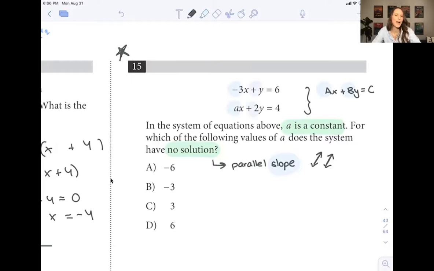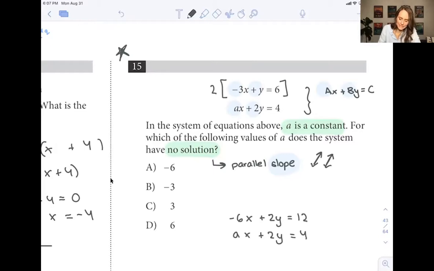Well, I have a problem. For the second equation, I have an a there. I don't even know what the a is. That's what I'm trying to figure out. But then I also see I have that 2. So I want my coefficient for y in the first equation to be 2. So I'm just going to multiply everything in the first equation by 2, and that's going to give me -6x plus 2y equals 12. And then let's just write our second equation down below.